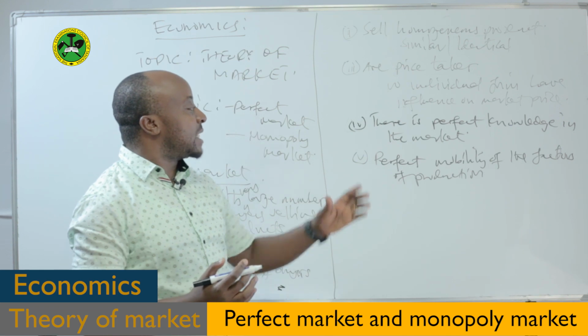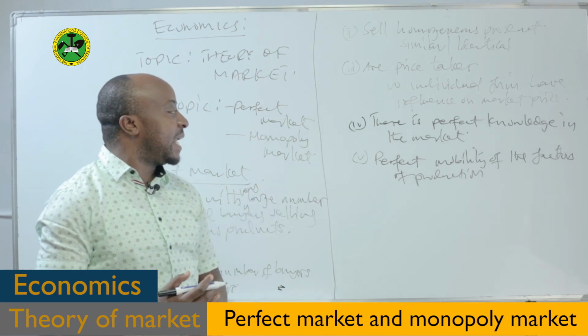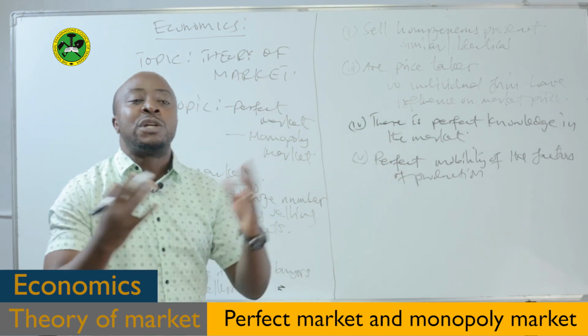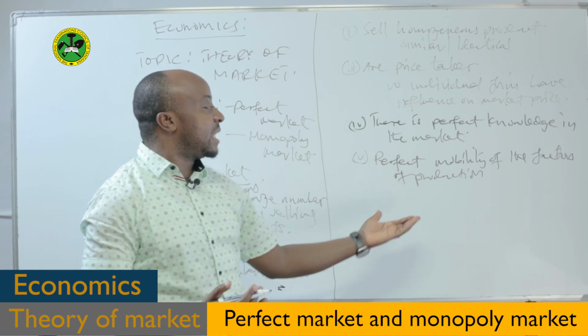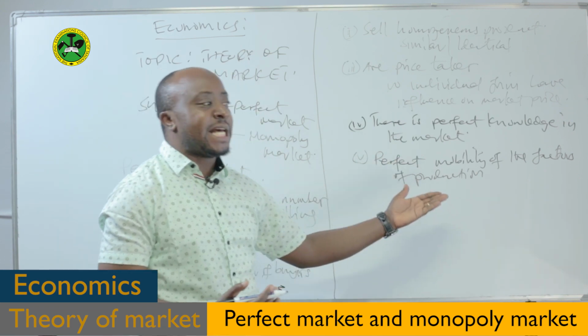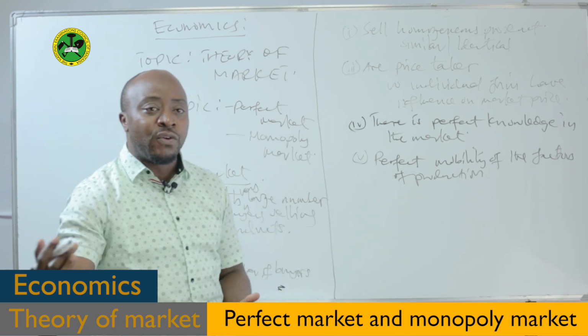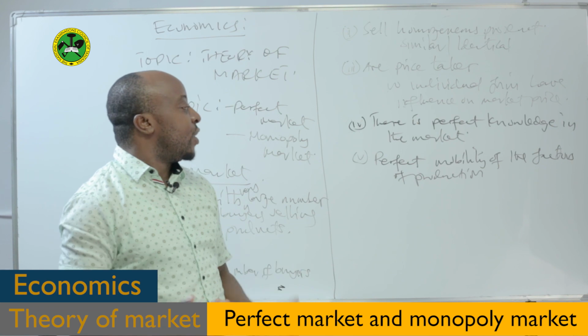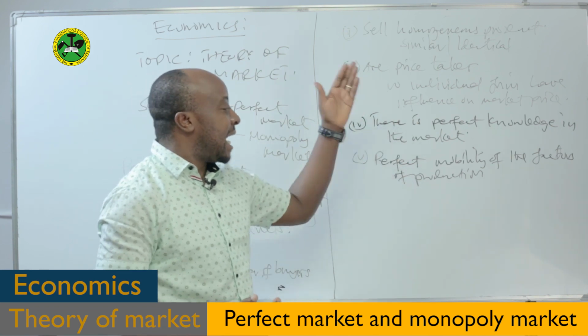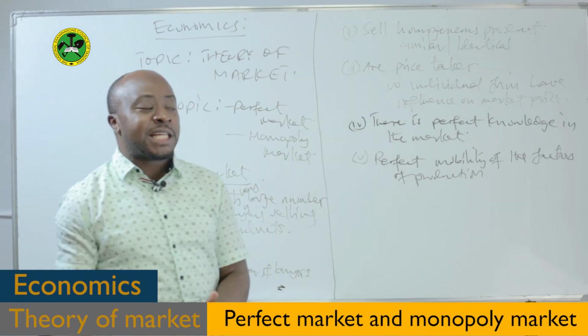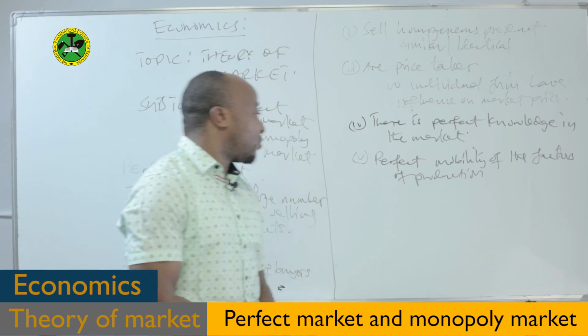Because in some markets or in some situations you can find labor can be mobile but not perfectly. But the perfect market assumes that there is perfect movement. That means there are no barriers for labor to move, no barriers for capital to move, no barriers for entrepreneurs to move. So all factors of production are perfectly mobile from one industry to another, or from one occupation to another.